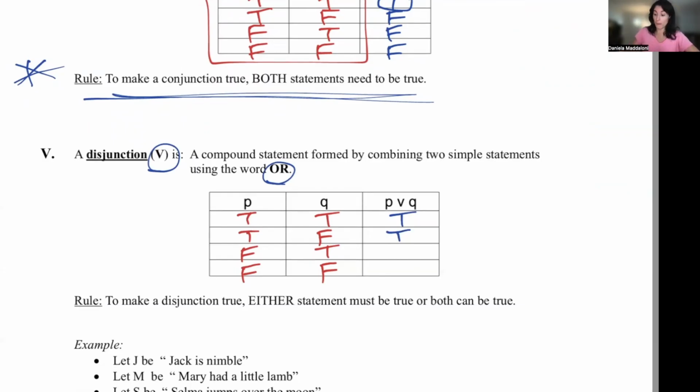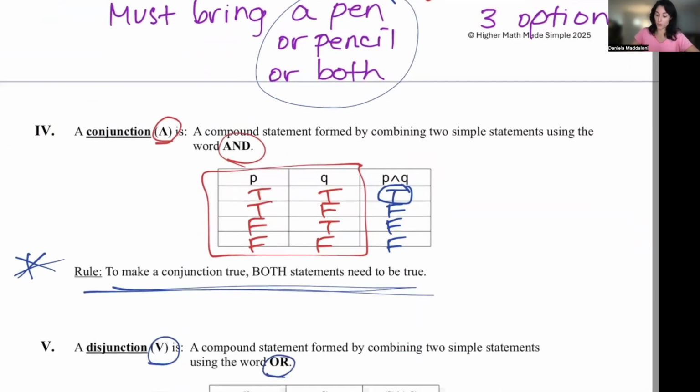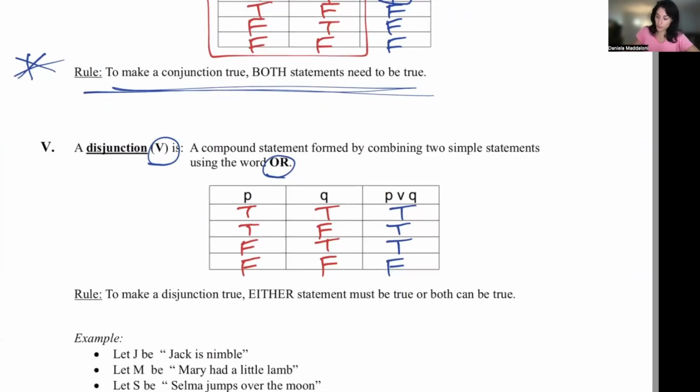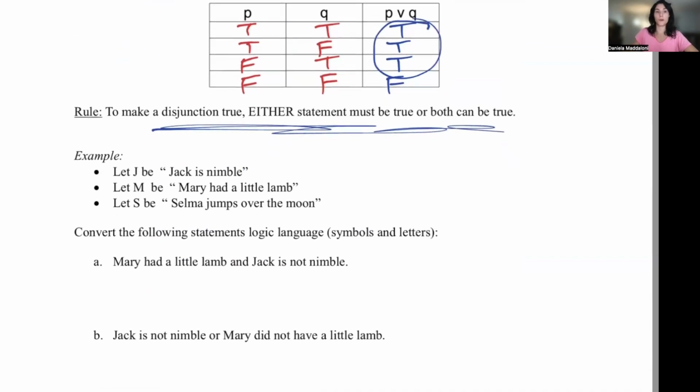Or you could not bring a pencil but bring a pen. That's true, right? And the last one, you don't bring anything at all, is going to be false, because on the previous page we said you could bring a pen or a pencil or both. So this junction is different. The three scenarios have truth values. To make a disjunction true, either statement must be true or both can be true. You do have to know the difference between disjunction and conjunction of two variables.